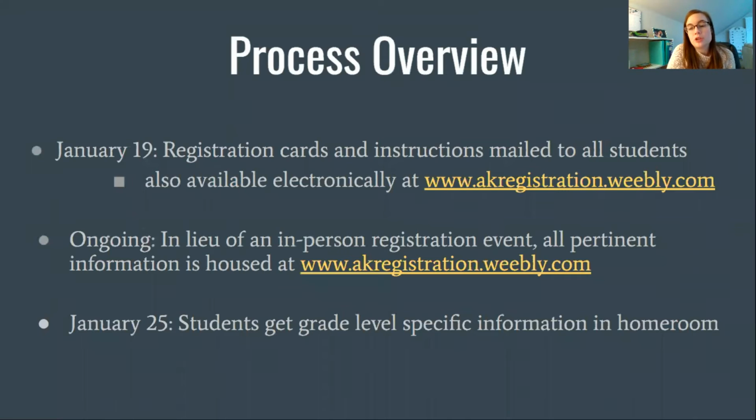So the process for registration certainly looks different than it did last year as an 8th grader. It's much more on your own this year than last year. So what's going to happen is, in lieu of any in-person events, coming to the school and talking to teachers, talking to other students, everything is going to be online like this.